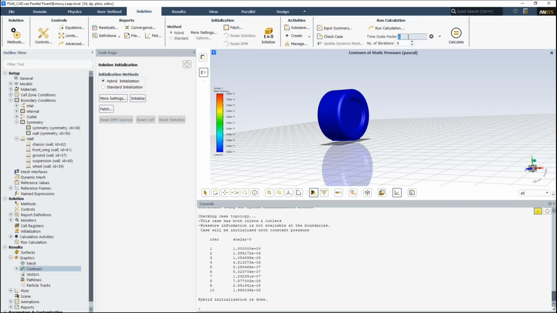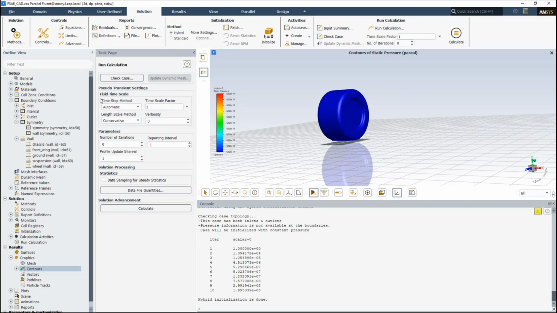Okay, so now we can set this to run. Our timescale factor is automatically calculated for our pseudo transient timescale. If we look at our options in here, we get our time scale method automatic. We're going to leave it at 1. It's going to do a calculation based on the size of the domain, the size of the objects in the domain, the walls in the domain. And we're going to leave that at 1.